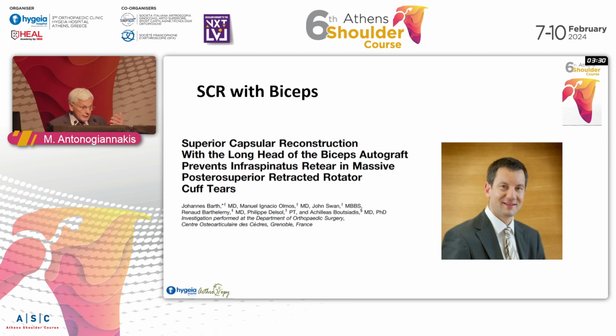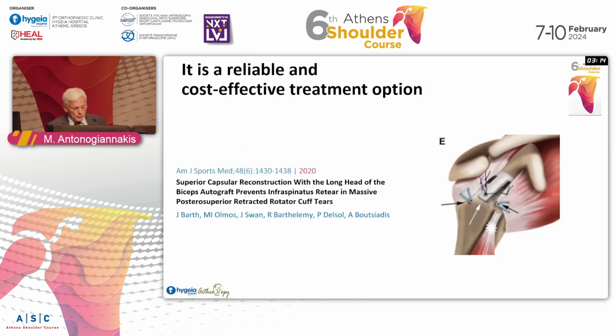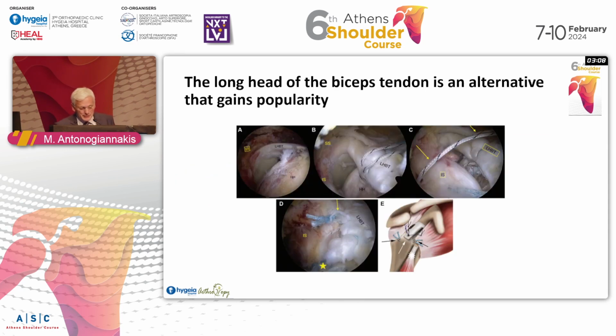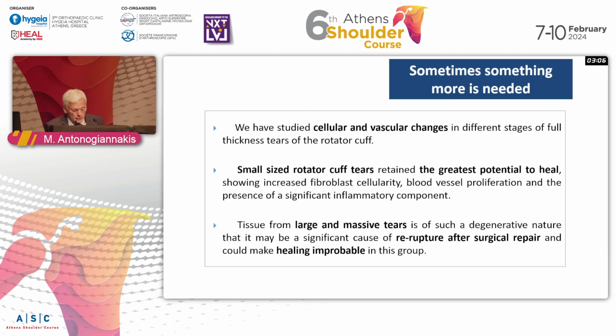And then came ideas of what else we can use, and the biceps was there, and Barth and Achilles gave another option, an option that was much easier to use, much quicker to use, much cheaper to use, cost effectiveness. And we use it a lot now.